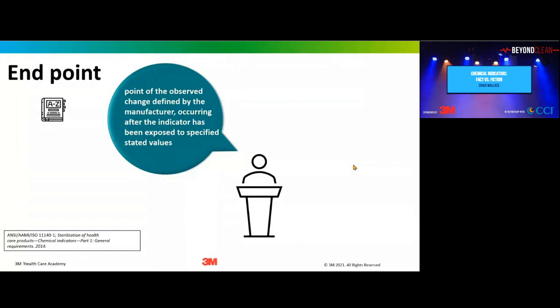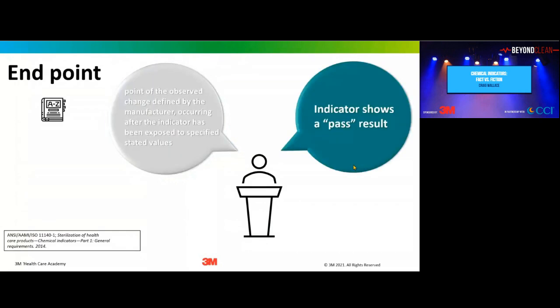So I work in standards committees. I know why things are worded this way sometimes, but at least when I read through that, I don't necessarily know what they mean. So here's an easier way to look at it. The endpoint is the point in which an indicator shows a pass result. So anytime today that I'm using the word endpoint, you can substitute a pass.